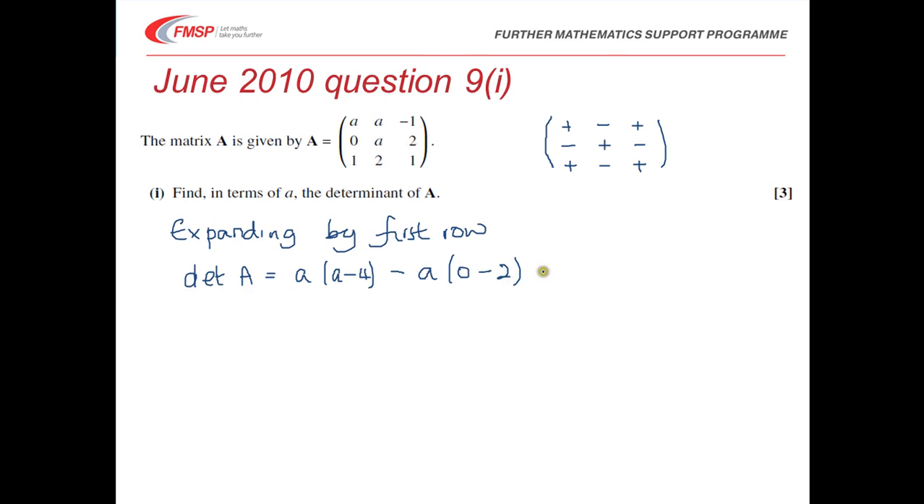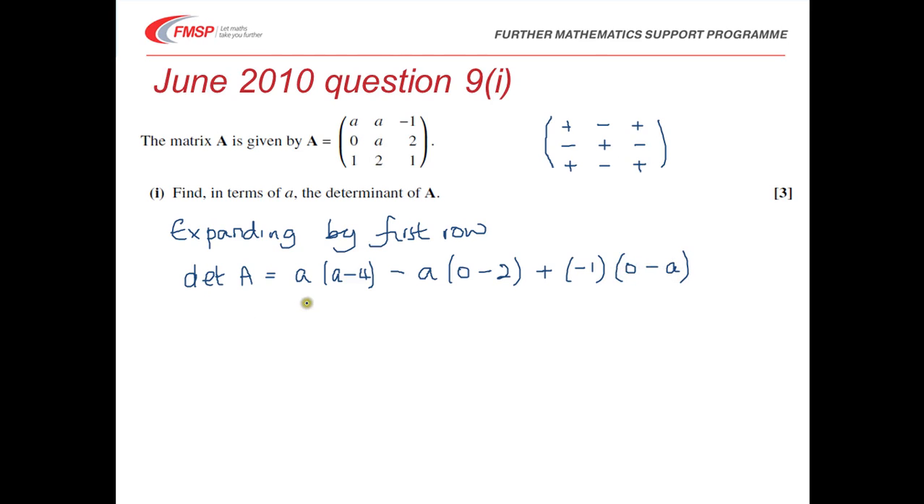And then the third entry is a minus 1. It has a plus sign attached to it. Again, we can just check that from our matrix of signs, and then it's going to be minus 1 times, and again this time you're crossing out the first row and the third column, so it's 0 times 2, which is nothing, minus A times 1.